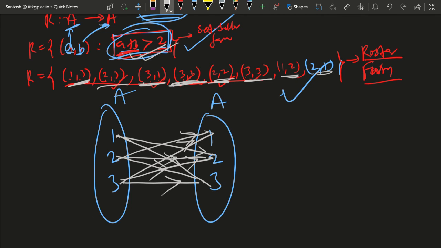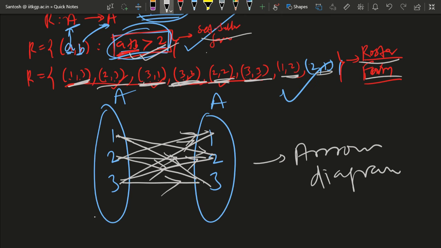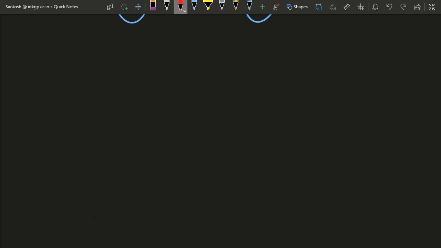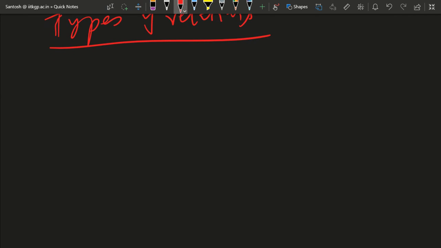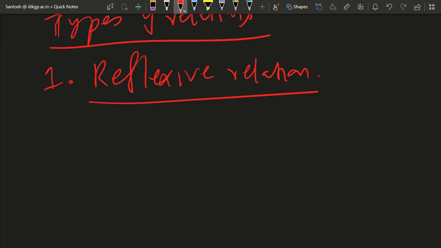Now you may define something else, or in exam they may define something else. So this is set builder form, roster form, and this is called arrow diagram. Okay. So now I will define types of relations. Mainly you have reflexive. So first we will define reflexive relation.